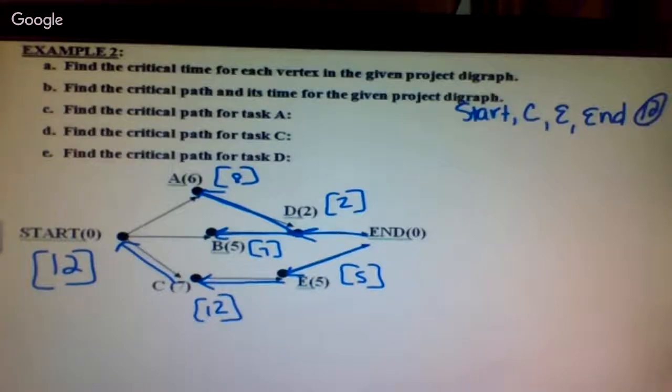Find the critical path for task A. So this just means I start at A and I go to the end. A, D, end. Part D says find the critical path starting at C. C, E, end. It's everything but the start. And finally, E says find the critical path starting at D. D, end.